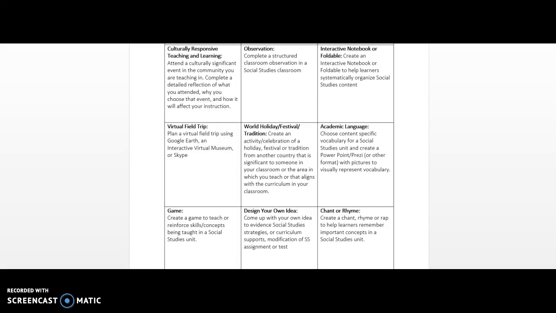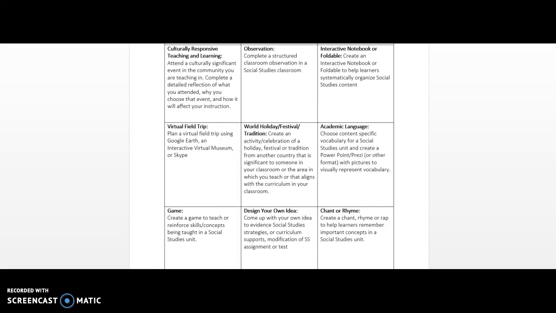The last option in group 2 is design your own idea. So you're going to come up with your own idea to evidence social studies strategies or curriculum supports, or modify a social studies assignment or test. Group 3, option 1, is an interactive notebook or foldable, just like in the science choice boards. So you're going to create an interactive notebook or foldable to help your learners systematically organize social studies content. The second option in group 3 is academic language.